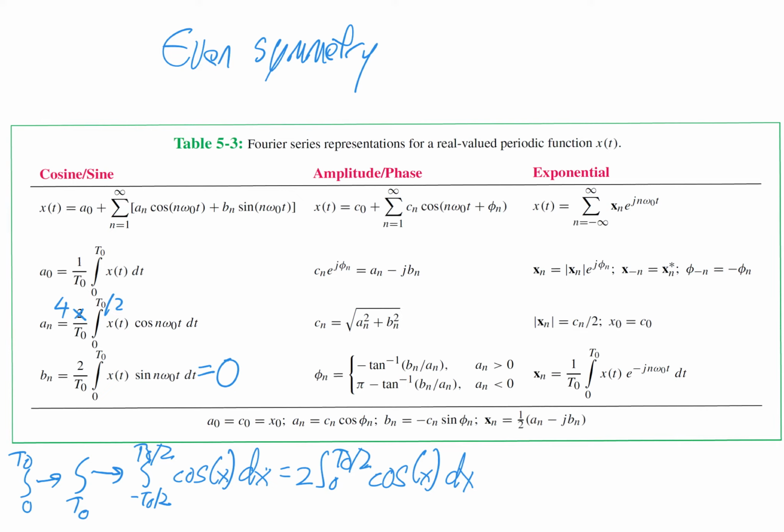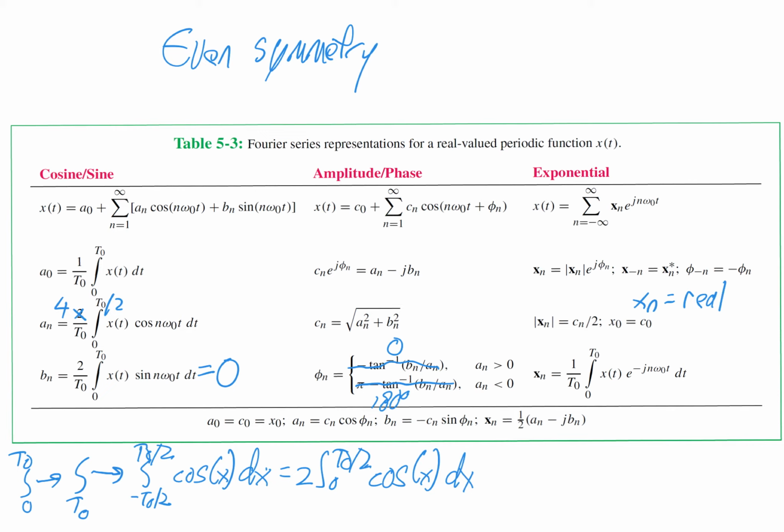The phase shift formula simplifies since the sine component is 0. We just have 0 when a of n is positive and 180 degrees or pi when a of n is negative. Also, in the exponential series, since the sine components, the b's, have completely disappeared, we end up with the exponential x of n having no imaginary components, so they are all real, in addition to the other types of symmetry that we had before.